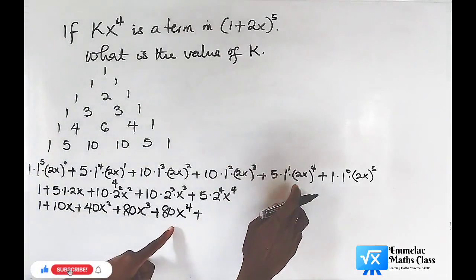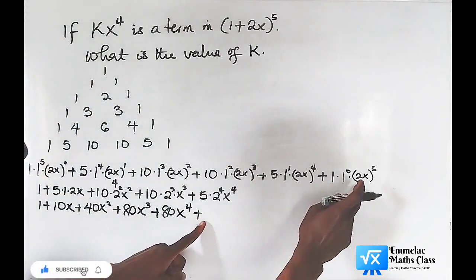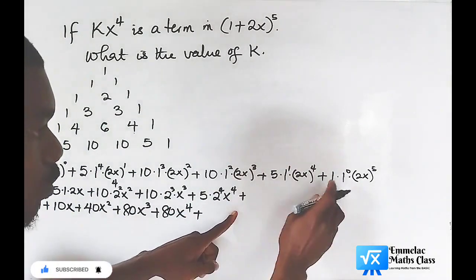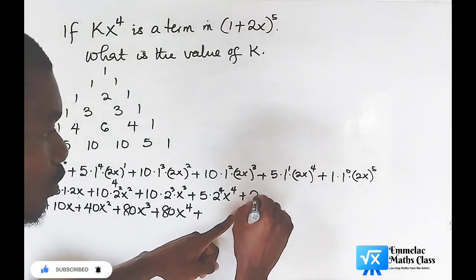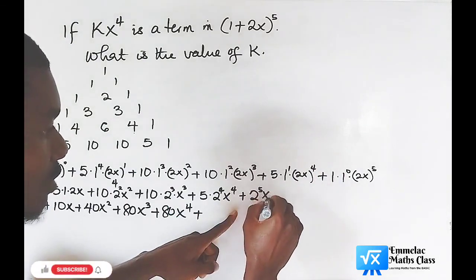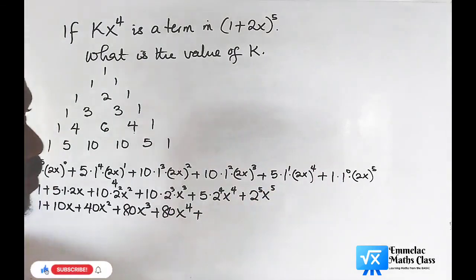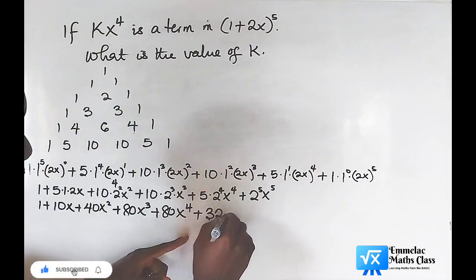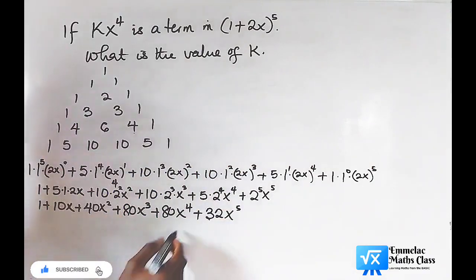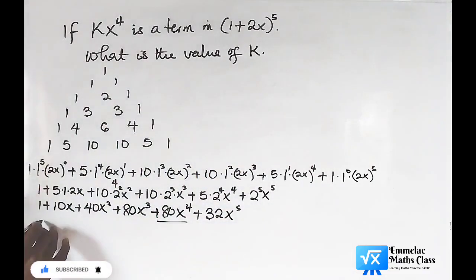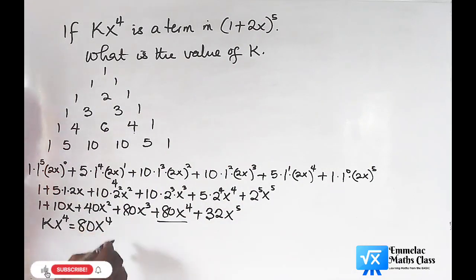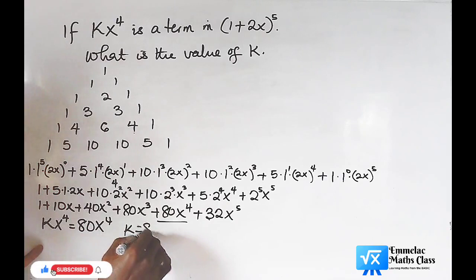Now the next one is 5 raised to the power. So here you have plus, since this is 1 and 1, everything is 1, so here you have 2 raised to the power of 5, then x raised to the power of what? 5, and 2 raised to the power of 5 should give us 32. So here you have 32 x raised to the power of 5. So this now corresponds to this, which is k x raised to the power of 4 equals what? 80 x raised to the power of 4. So k here equals what?